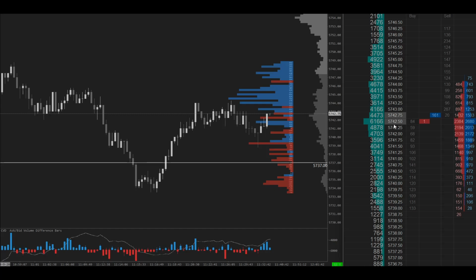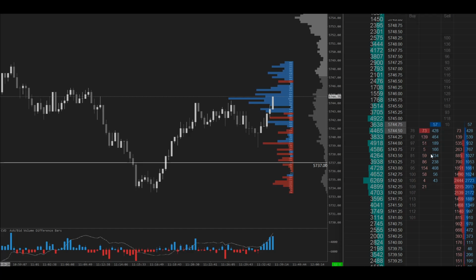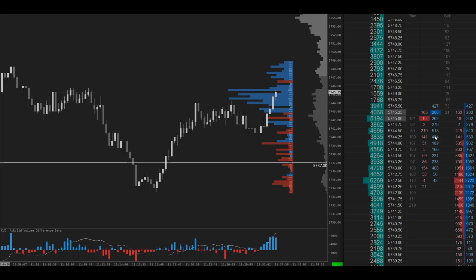Let me reset it actually. Yeah, we can see not much selling coming back against that right there. All right, so there's a lot of buying coming in right there. That's what I was waiting for. It just took forever. These are the kind of flows you want to see right here. On the micro level, it's telling us it wants more upside here.